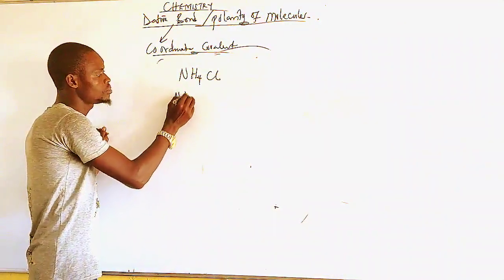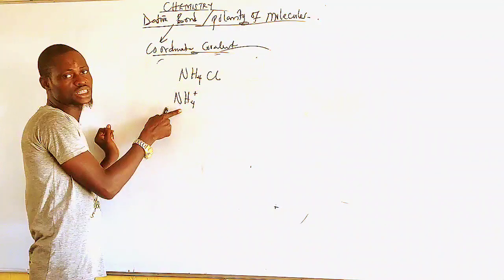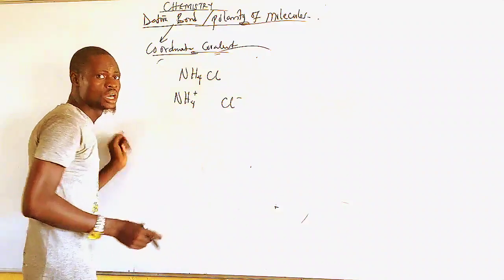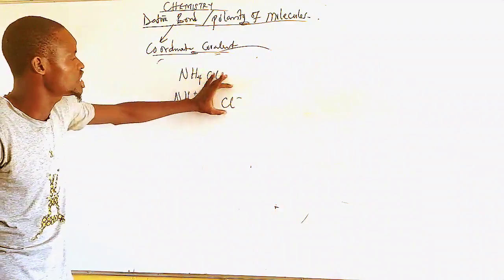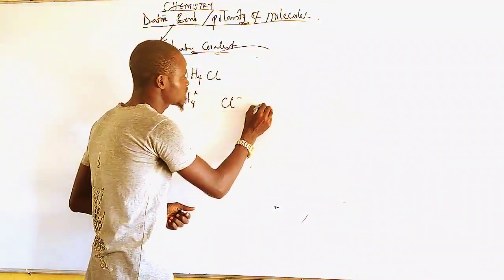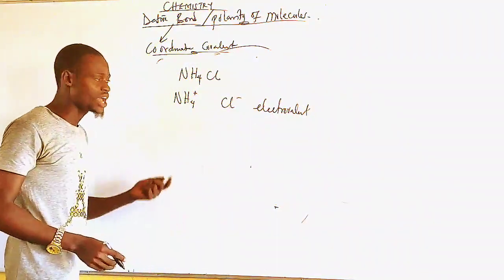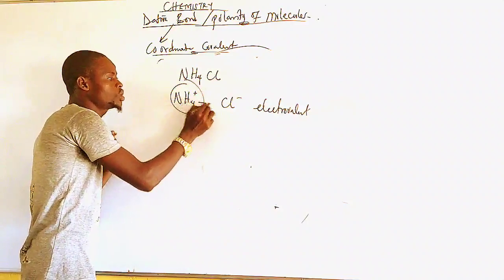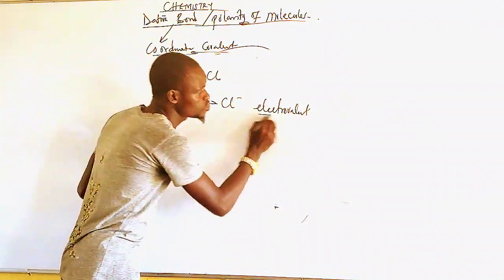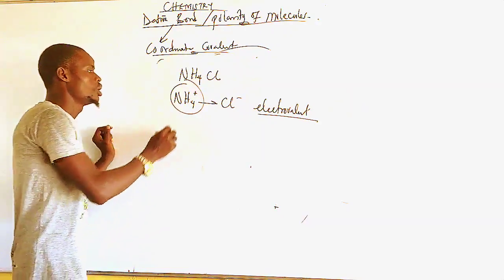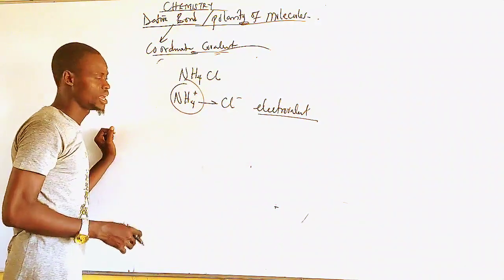Ammonium is a radical, a positive ion, the ammonium ion, and the chloride ion. A bond that exists between 2 ions is otherwise known as an electrovalent bond, or ionic. So the ammonium ion will bond with the chloride ion through an electrovalent bond. Are you getting what I'm saying now? That's the first bond that exists between them, the electrovalent bond.